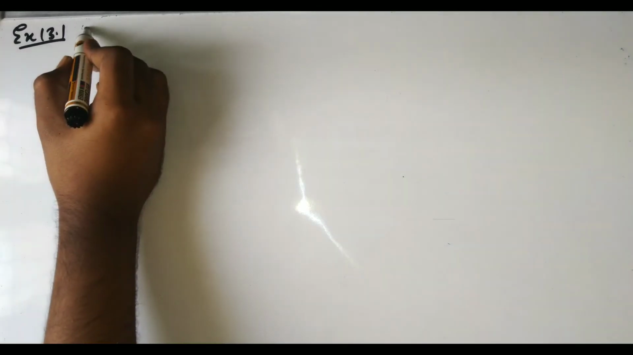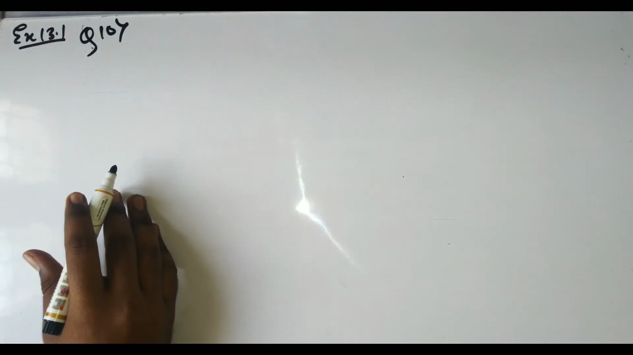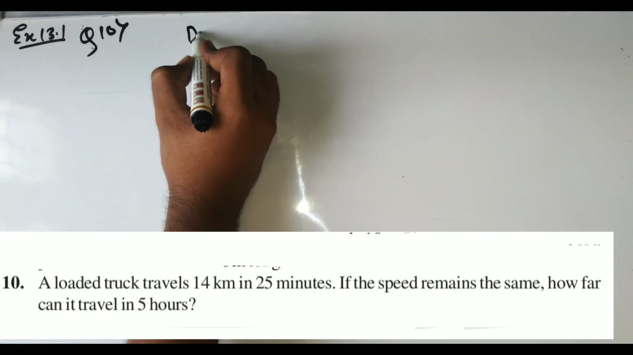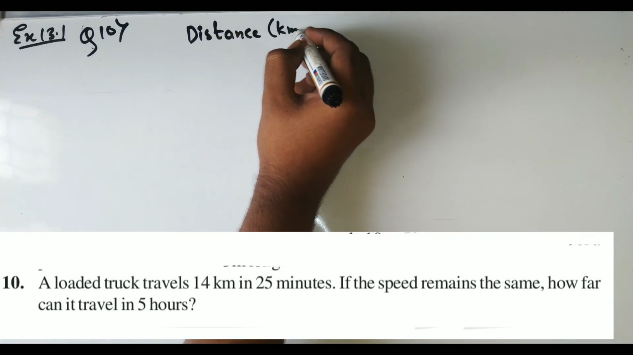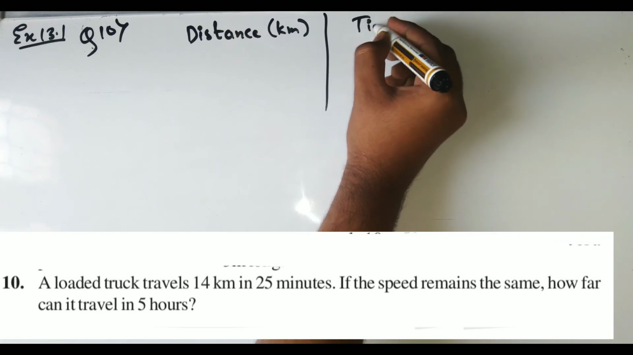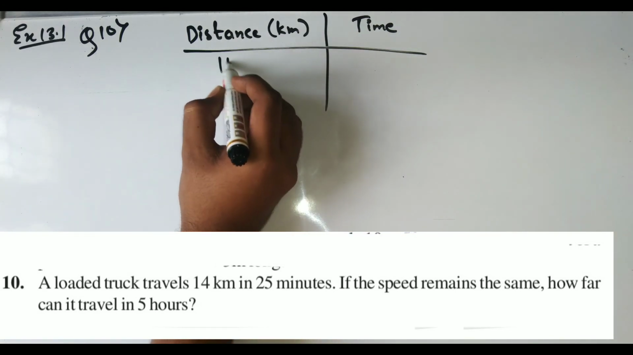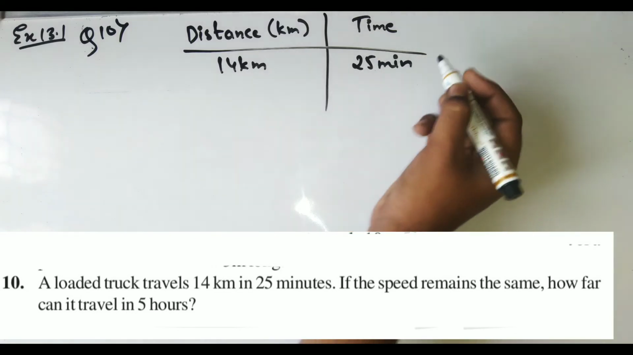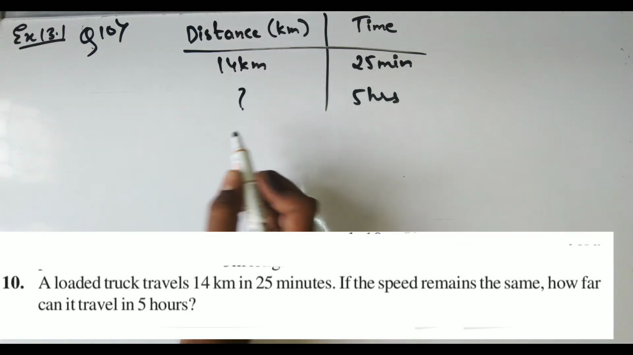So moving on to the final question of exercise 13.1, that is the 10th one. It says that a loaded truck travels 14 km in 25 minutes. If the speed remains the same, how far can it travel in 5 hours? So this is the question. Let us first draw the table. Distance is given in kilometer, and time is given in minutes. For 14 kilometer it takes 25 minutes. So for 5 hours, how much distance it can cover, that is the question over here.